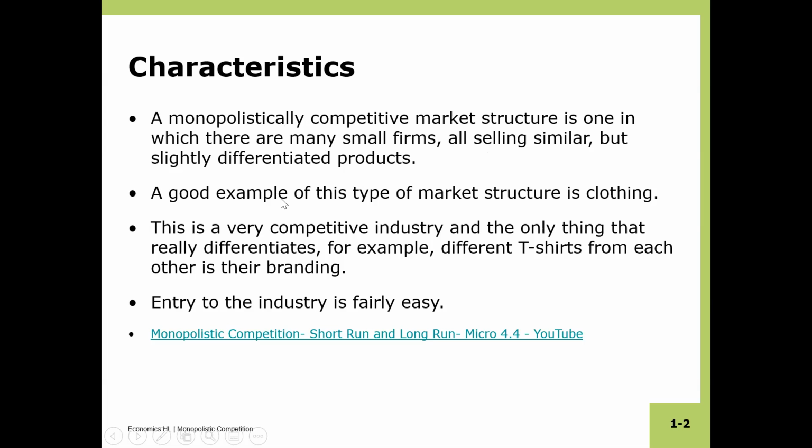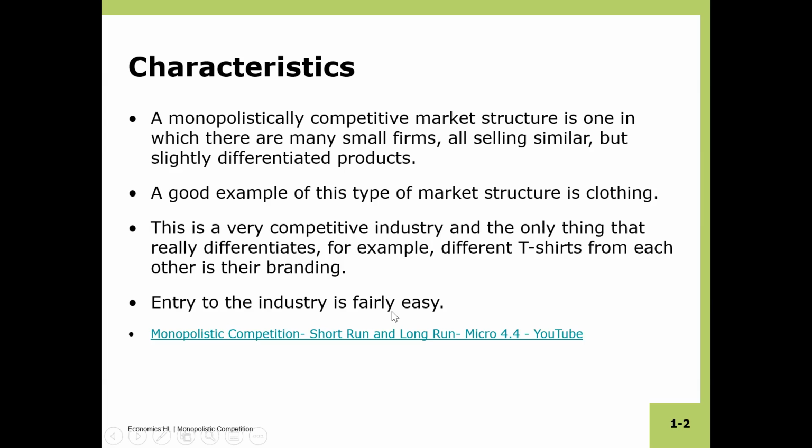slightly differentiated. A good example of this type of market structure is clothing. Similar products are being sold, but a pair of jeans or a pair of trousers, functionally it does the same thing, but of course it's branding and style which makes it different. It's a very competitive industry, and the only thing that really differentiates, for example, t-shirts from each other is the branding. I know branding is probably really important to you guys, but the functional objective of clothing, I guess, is to keep you warm or keep you decent. A t-shirt's a t-shirt.